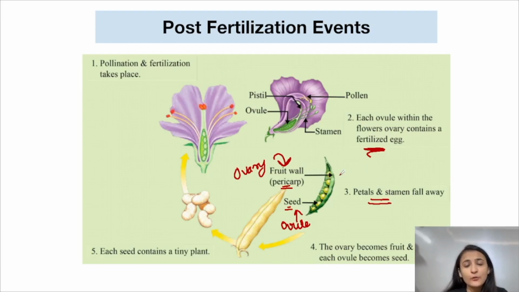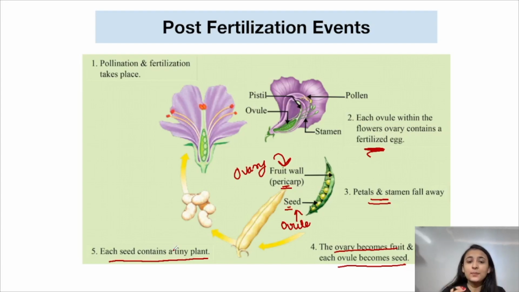Petals and stamens will fall away now because the fruit has formed. So the ovary becomes fruit. See, it is also written here, ovary becomes fruit and each ovule becomes seed. And each seed, what does it contain? It contains a tiny plant. What does it contain? Each seed contains the embryo, because post-fertilization, the egg fused with the male gamete to form the zygote. Zygote formed the embryo.